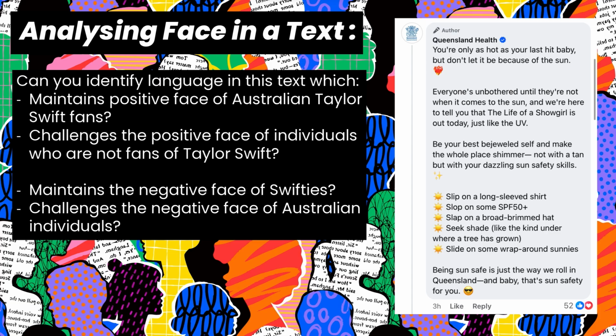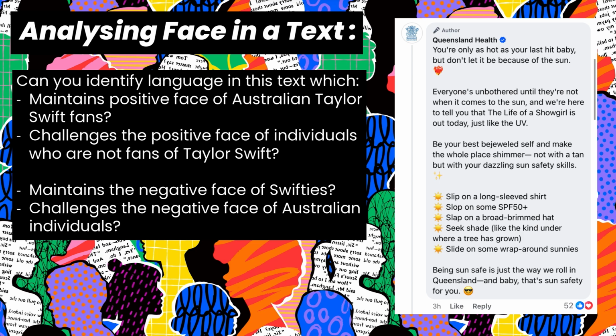And so if we were going to fully analyse this as an example of language that maintains the positive face of Australian Swifties, we might talk about how the use of the adjective bejeweled and the noun shimmer allow Queensland Health to maintain the positive face of Australian Taylor Swift fans by using terms that Swifties will be able to infer are from a previous Taylor Swift song, reinforcing that in-group membership by using language that has an additional connotation for this in-group.